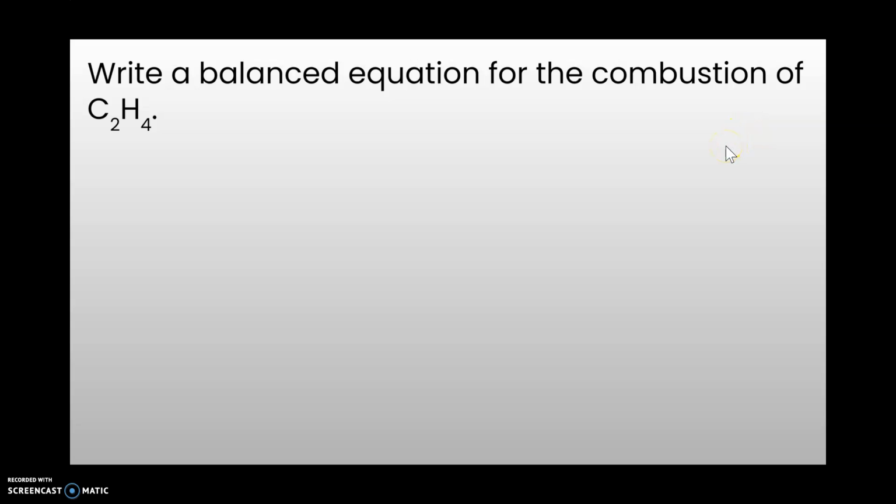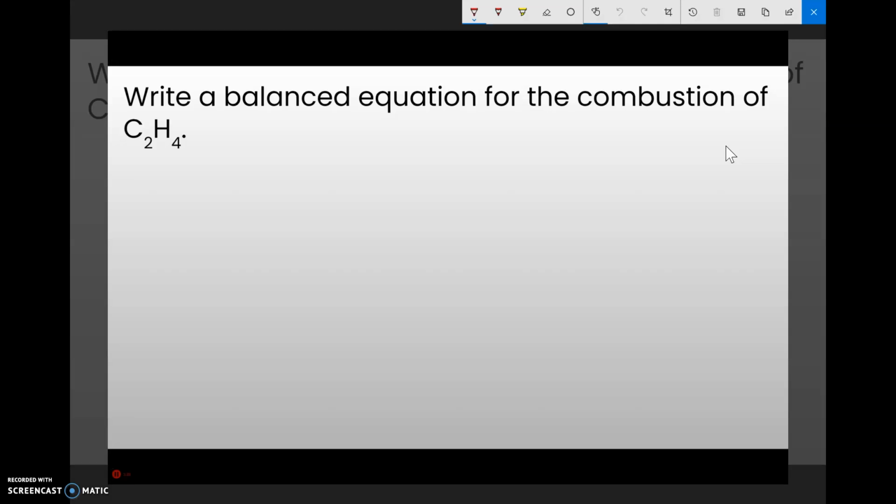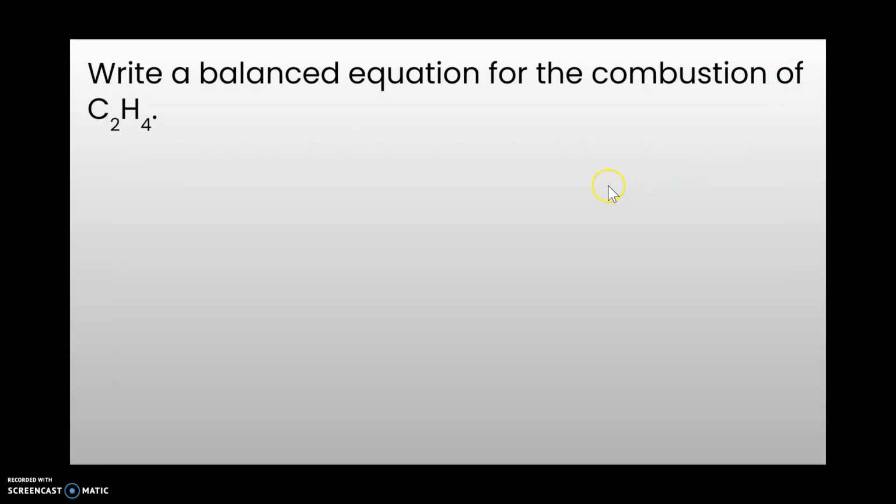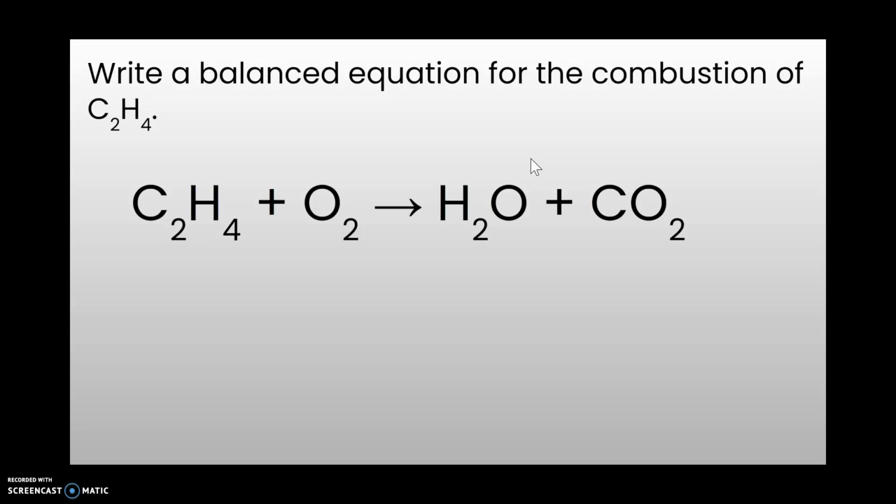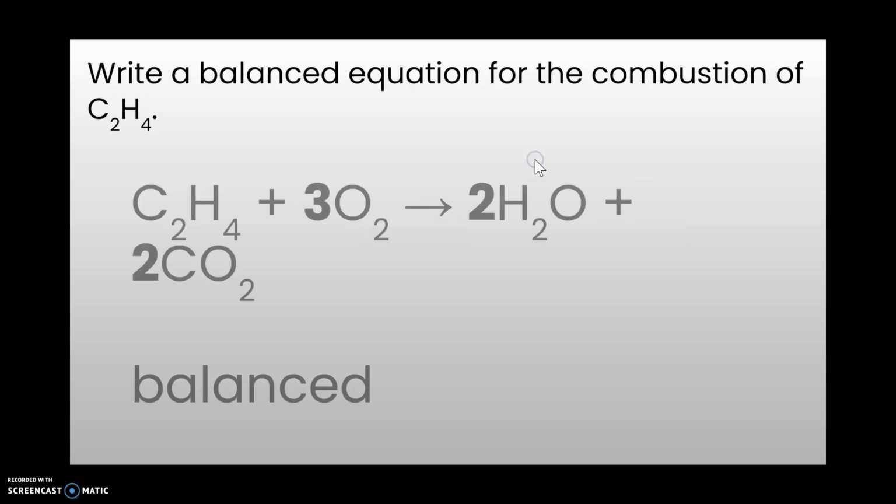Okay, so it says write a balanced equation for the combustion of C2H4. So automatically when you see this, you're going to think, oh, C and H, hydrocarbon. So that's what your equation is going to look like. And then you would go ahead and you would balance that. And when you balance it, you're going to get C2H4 plus 3O2, arrow 2H2O plus 2CO2.